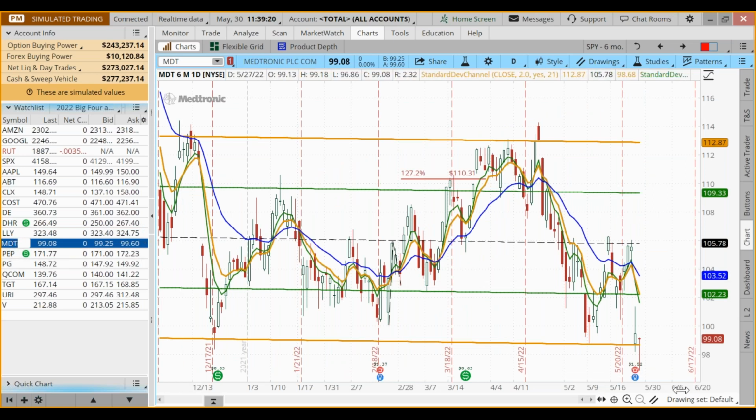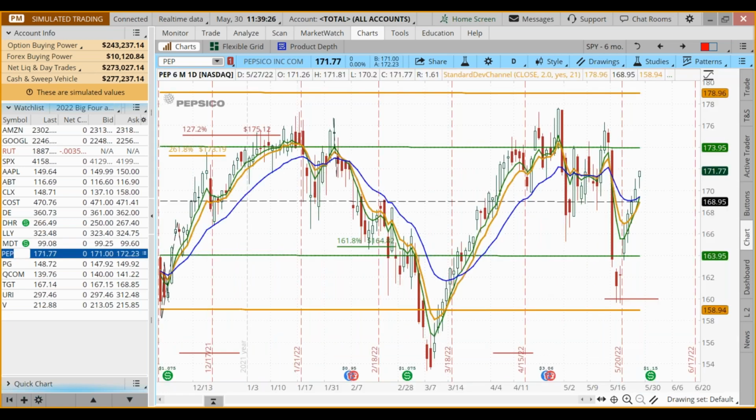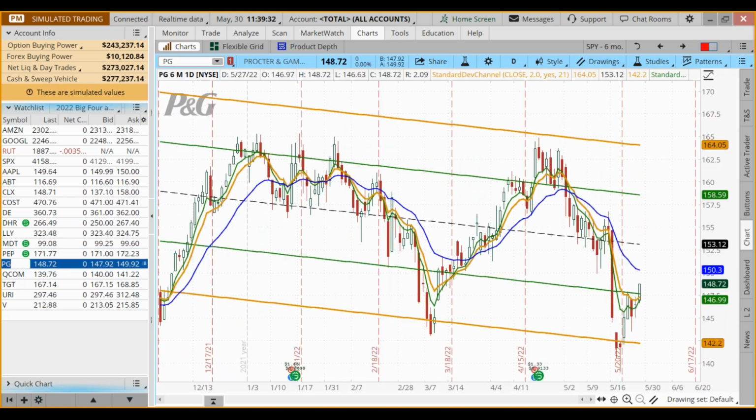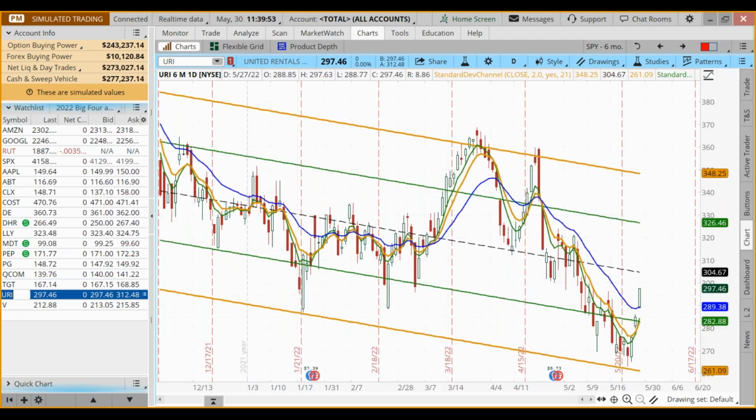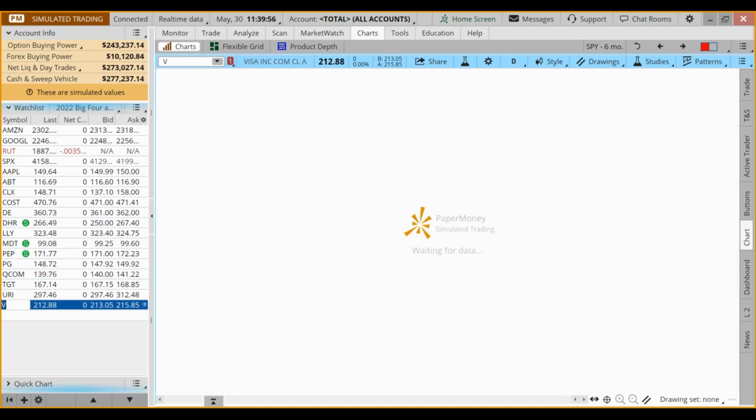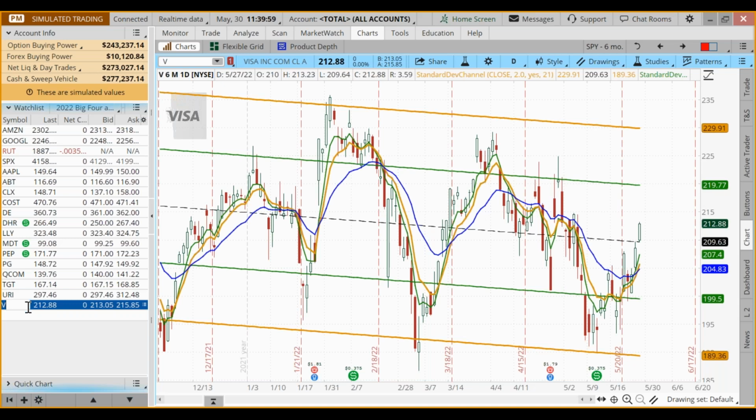MDT, nothing doing. You can see that it got clobbered during earnings. PepsiCo has been going straight up. Nothing on PepsiCo. Procter & Gamble, this might be considered a measured move. I'll keep an eye on that on Tuesday. Qualcomm, no, not really, because it made a measured move to the downside here. It hasn't made a measured move to the upside yet. Target, nope. United Rental, nope. Visa, possibly on Visa.